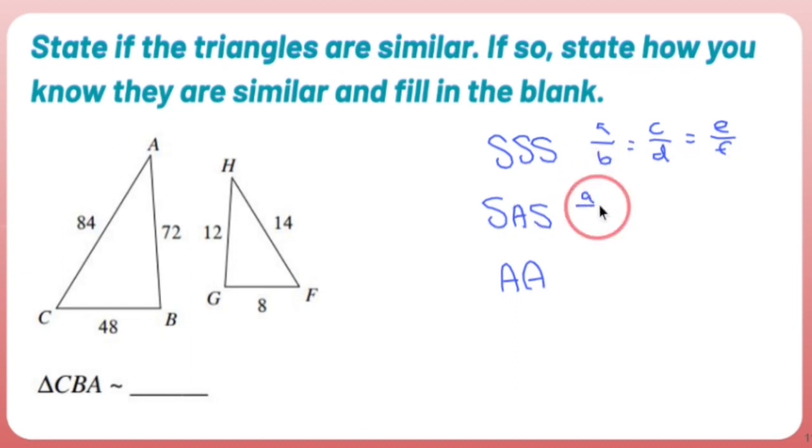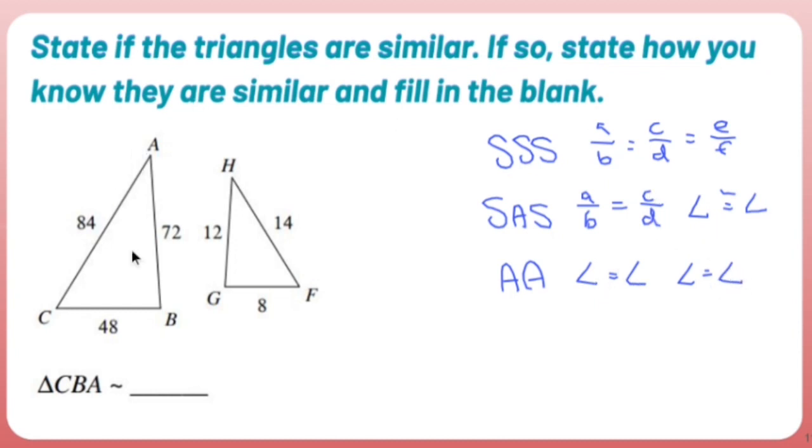SAS means you're only going to pick two sides and match those up, but you're also going to see if two angles are congruent. AA is if two angles on one triangle are congruent and another pair of angles are congruent, that means automatically the third angles are congruent. But we don't care about the third angle because all I need is two.